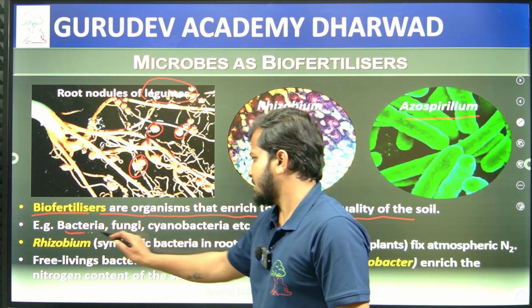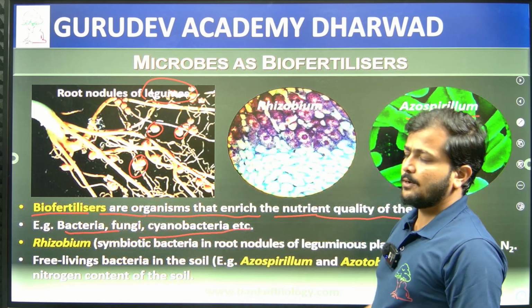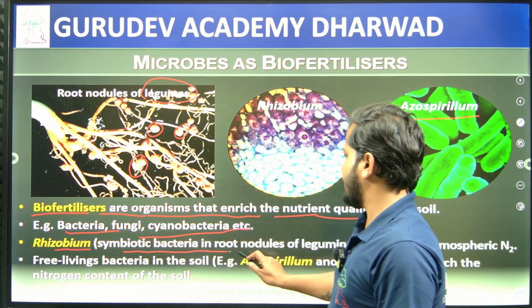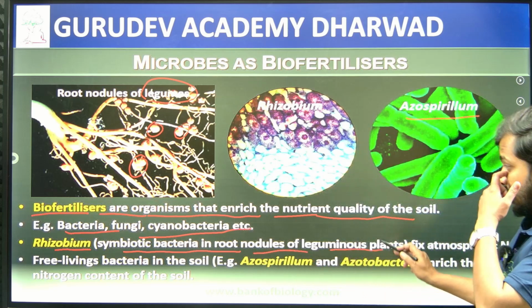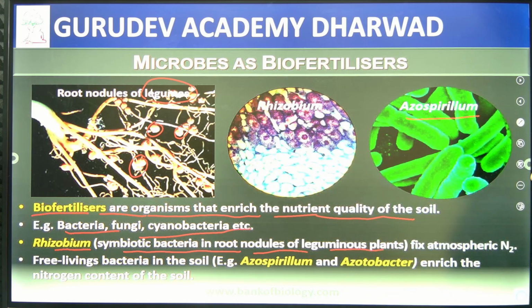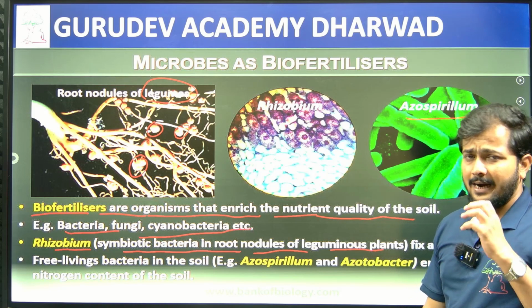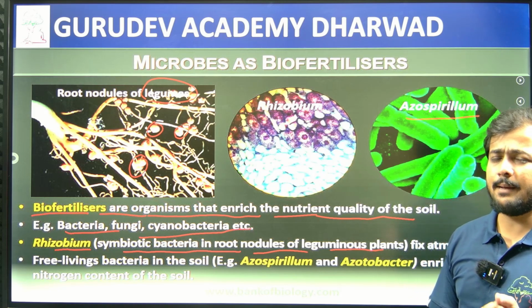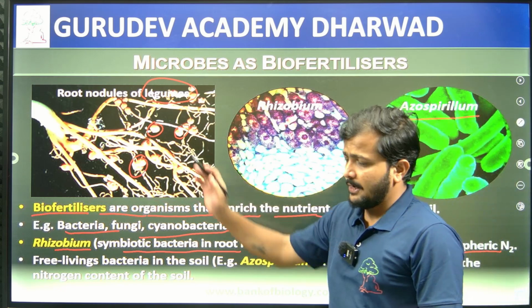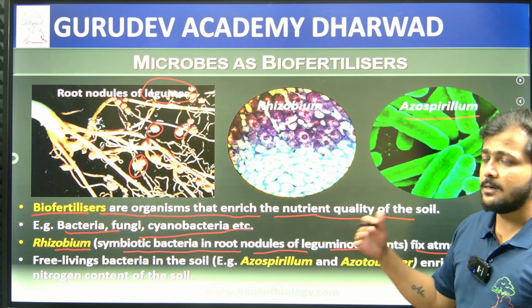Examples are some bacteria, fungi and cyanobacteria. Here they have mentioned Rhizobium, a symbiotic bacterium in the root nodules of leguminous plants. In the nodules you can find the presence of Rhizobium, and it forms leghemoglobin, which is pinkish in color and looks blood-like, which is why it is known as leghemoglobin. It fixes atmospheric nitrogen, so nitrogen availability to the plant can be provided by means of these microbes.